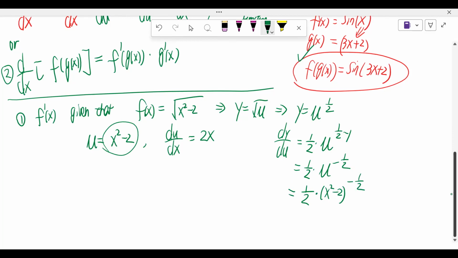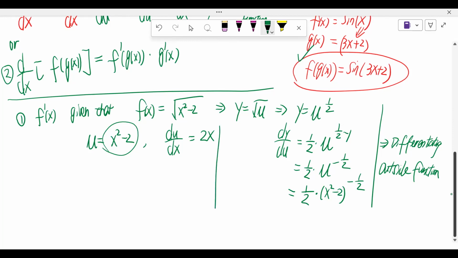This portion is called differentiating the outside function. What is the outside function here? It's the square root function. Differentiating the outside function. And this part is differentiating the inner function. This is the inner function.